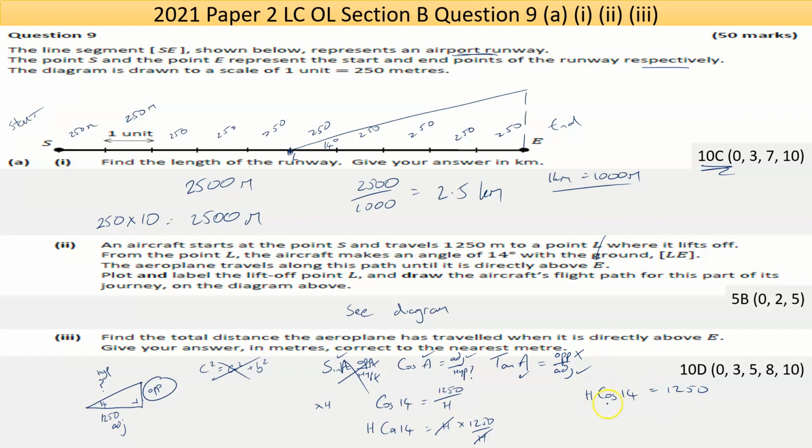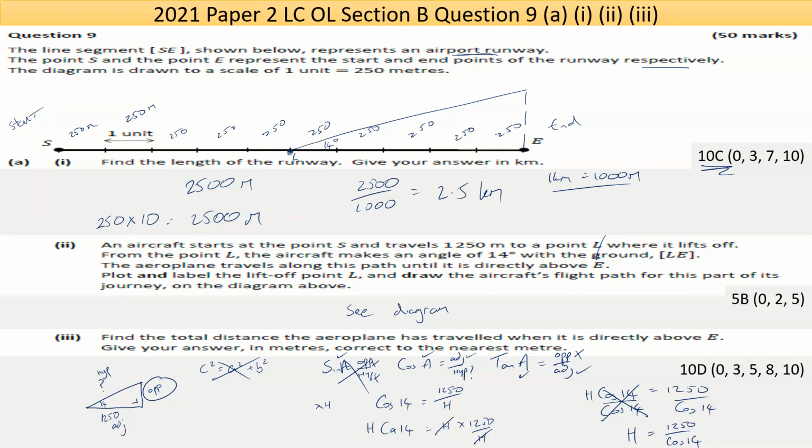Now here, I want to get rid of the cos 14. I want h on its own. That's just what I'm trying to find. If I divide anything by itself, you can get rid of it. If I do it to one side, I must do it to both. Now, the consequence of that is that cos 14 divided by cos 14, anything divided by itself cancels. You're left with h is equal to the number 1250 over cos 14.